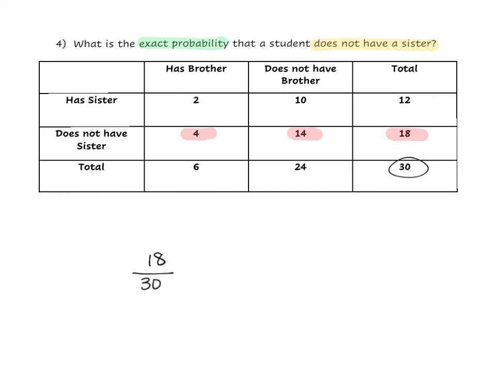So we can actually go ahead and reduce that. So 18 out of 30 in the calculator, and then reduce that fraction and hit resume when you're ready for the answer. Okay, you should have gotten 3 out of 5. So the probability that a student does not have a sister will be 3/5.